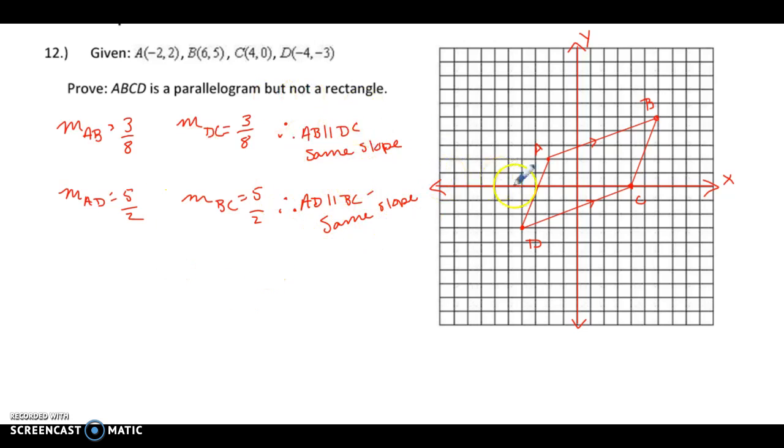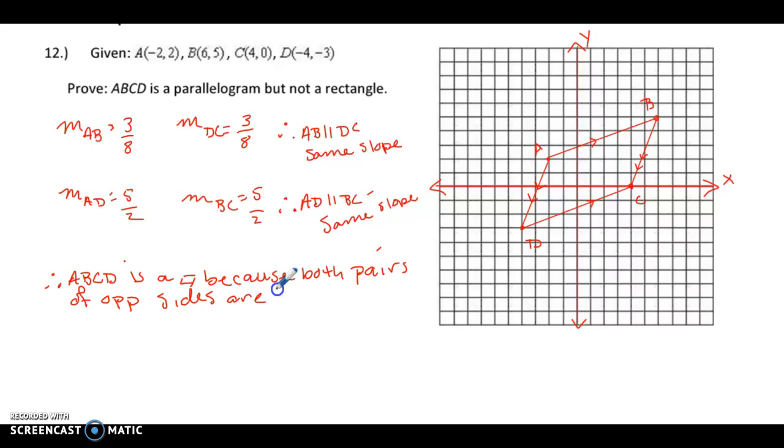Okay, once I've done that, opposite sides are parallel, then I can identify this shape as a parallelogram. So ABCD is a parallelogram because both pairs of opposite sides are parallel. Okay, so we did this part. It's a parallelogram. Now I want to show that it's not a rectangle.